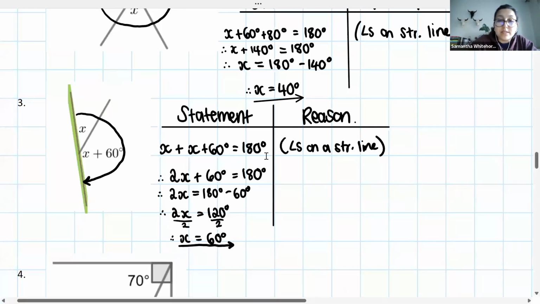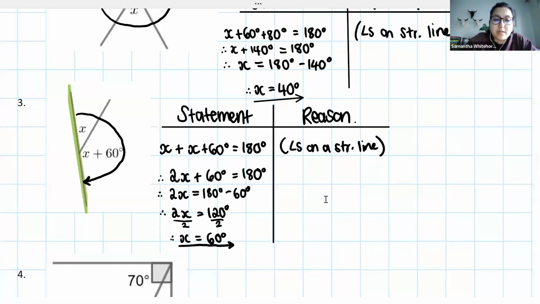All right, so that one was definitely a little trickier, but you guys dealt with it so nicely. So you must give yourselves a pat on the back there. What we need to remember is statement, reason. As long as we set up that initial equation with care and consideration, we will be able to get our answer.